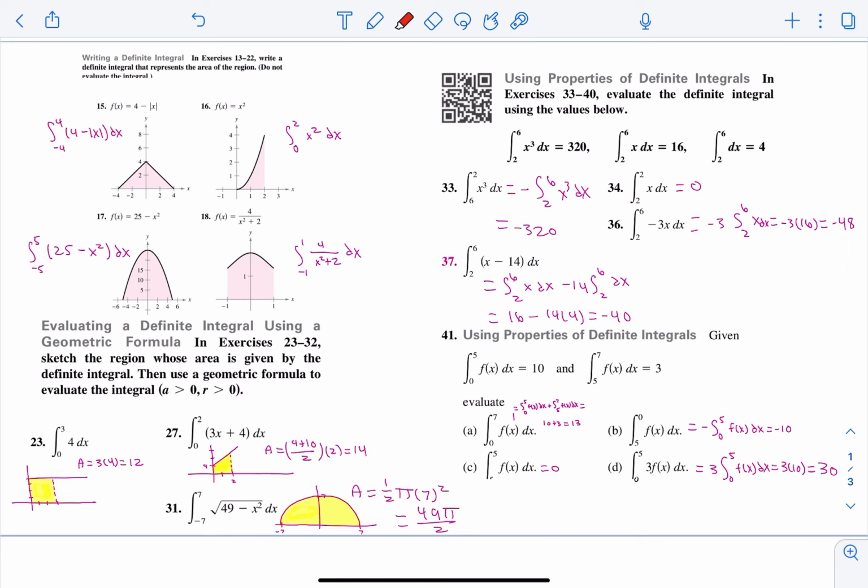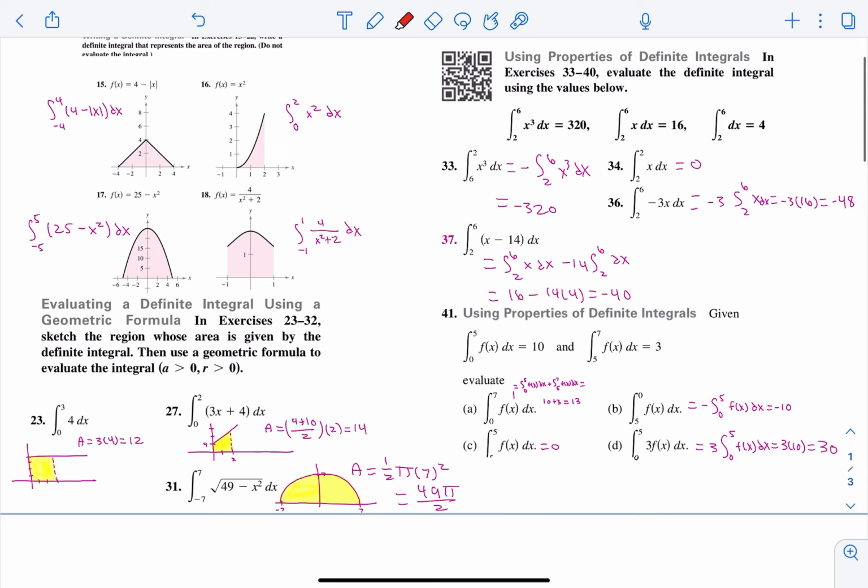So we can go to number 36. And for this one, we don't really need to know how to solve a definite integral. We're just applying the properties of definite integrals. So we can take -3 out, and we can take the definite integral from 2 to 6 of x with respect to x. So we know that the definite integral from 2 to 6 of x is 16. So when we multiply 16 by -3, we get -48, and that is our answer.